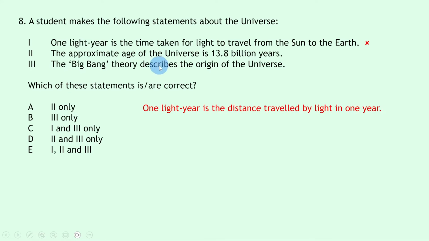For statement 2, the approximate age of the universe is 13.8 billion years. Well, that is true, it's almost 14 billion years old. And lastly, statement 3, the Big Bang Theory describes the origin of the universe. That is also true, it's one of several theories that exist. So that means we have statements 2 and 3 being correct here, which gives us the answer D.